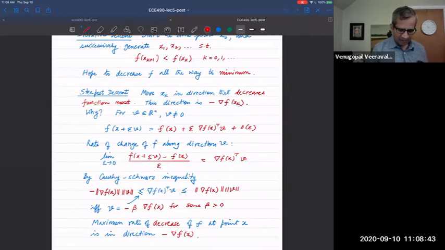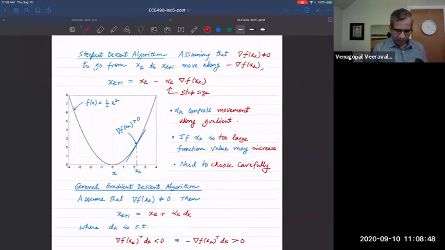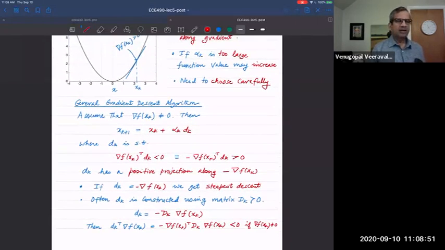Actually, we'll talk a little bit about that today. And so you may not necessarily want to go in the direction of the negative gradient. You have alternatives. So you go along a direction dk that has a positive projection along the negative gradient. And one way to accomplish that is through a matrix. So the direction dk is minus some matrix capital Dk times the gradient. Okay, and if Dk is positive definite, then you're guaranteed that you're in a descent direction.